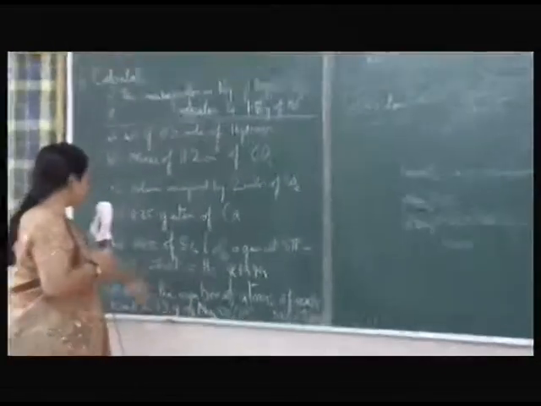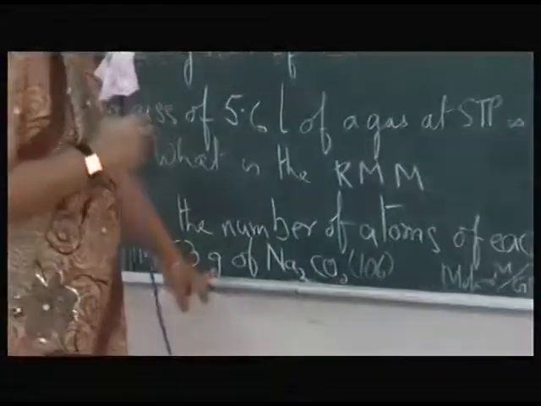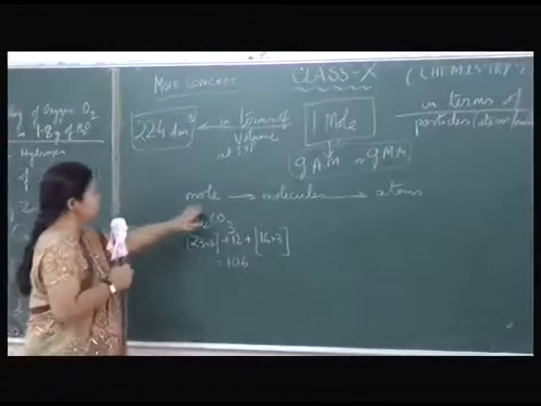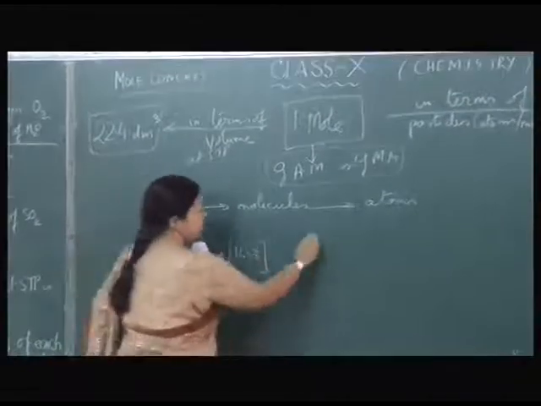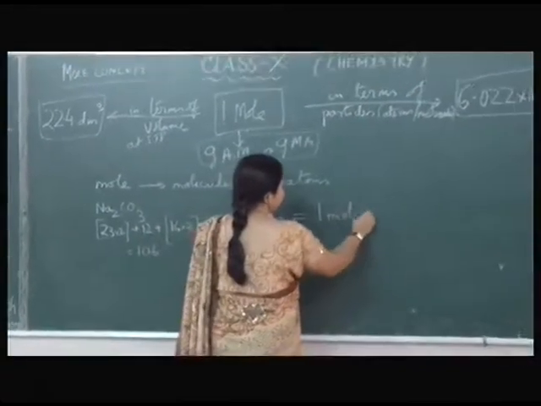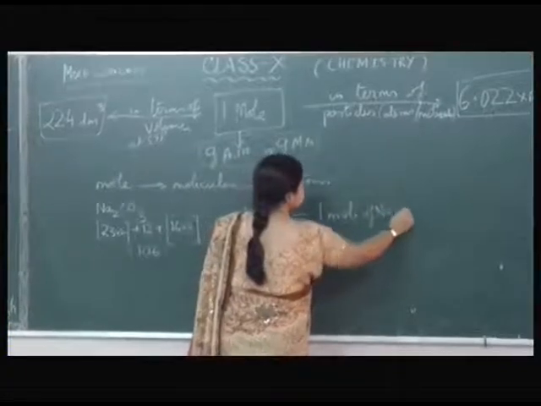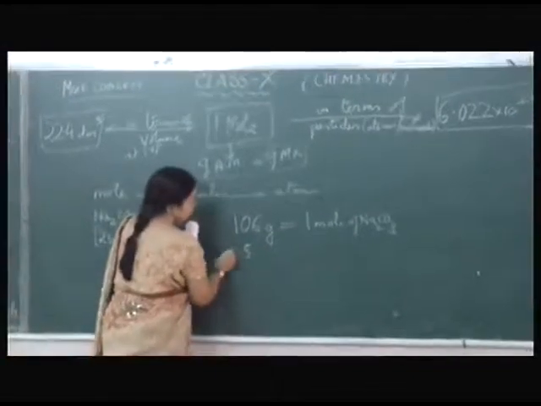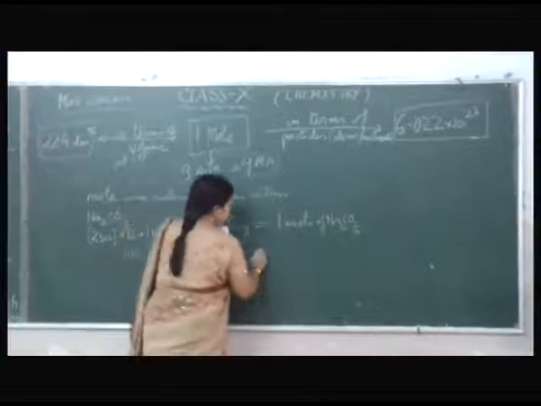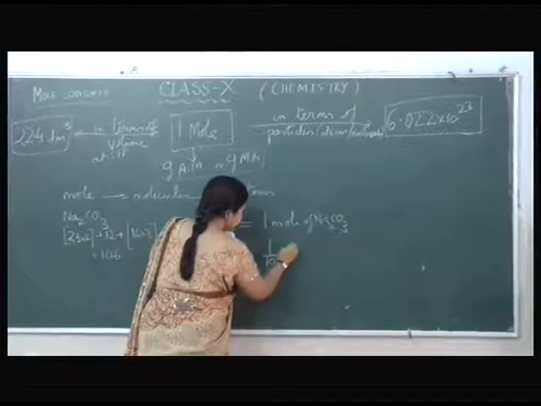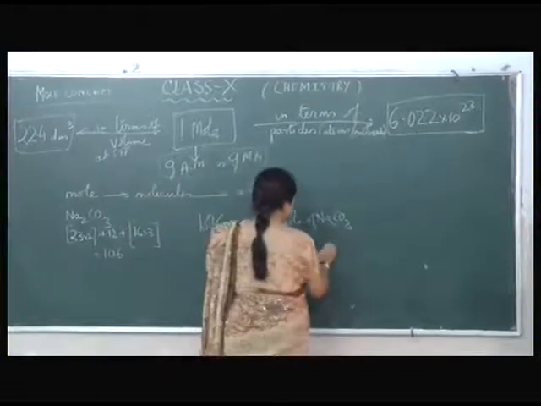Calculate the number of atoms of each kind in 53 grams. 1 mole is 106 grams, so you have to convert it into mole. 106 grams is equal to 1 mole of Na2CO3. And in the question it is given 53 grams. So therefore, 53 grams will be how much mole? 1 by 106 into 53, 0.5 moles.